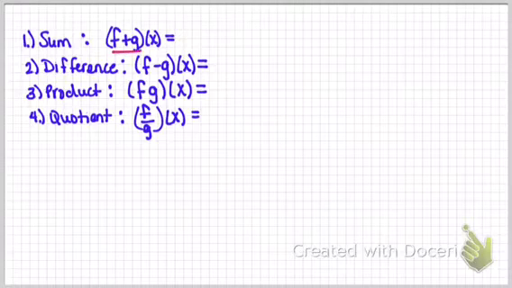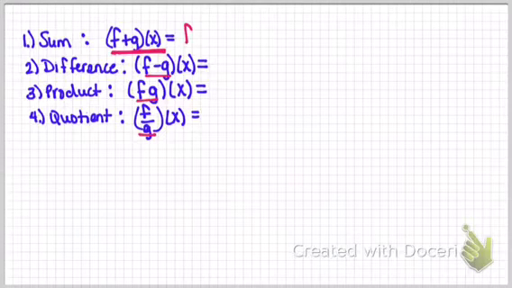Alright, so the first thing I want you to notice: you see it has f plus g, f minus g, f times g, f divided by g, and it has an x on the outside of it. That is not times x. This is all notation here. That just means that we're taking the f function and adding the g function to it with respect to x, meaning its variable is x in both of them. So don't try to multiply everything by x. You're not going to do that.